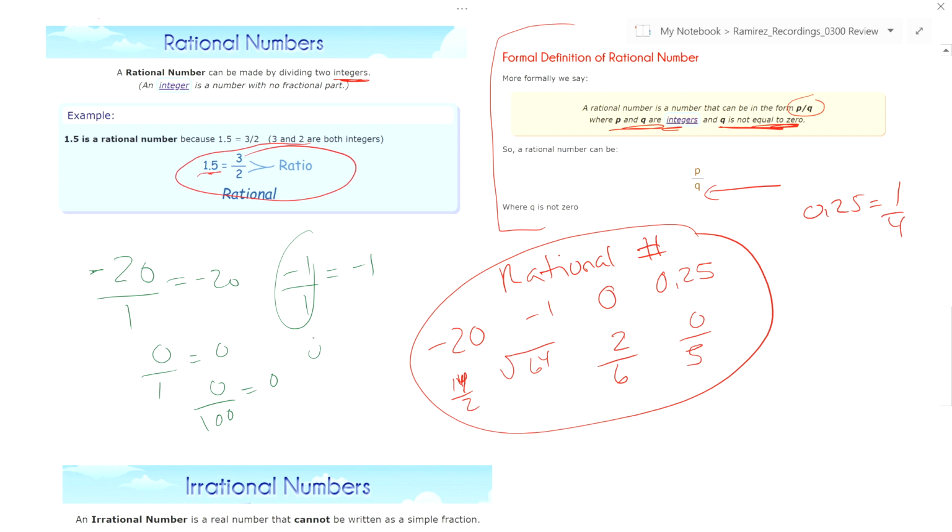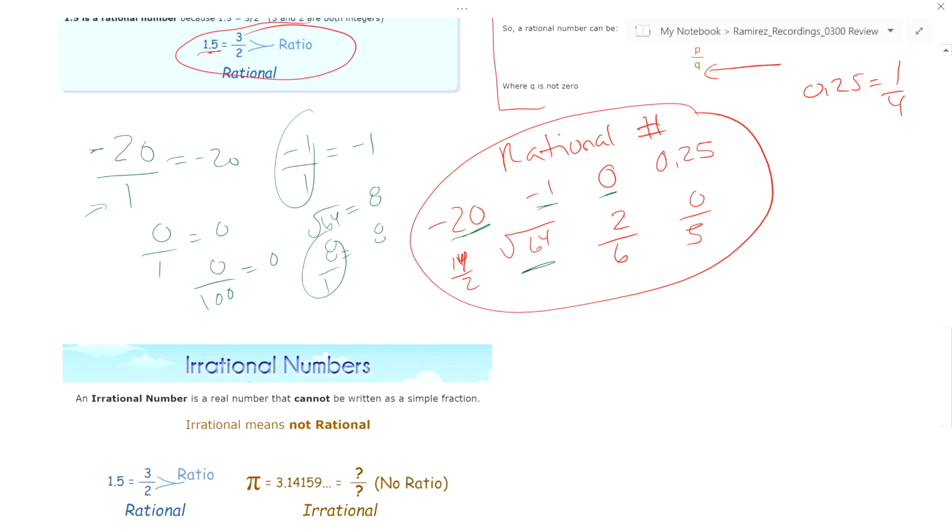And square root of 64 again is equal to 8. So 8 divided by 1 is still 8. And 8 over 1, that's the rational form that's needed, because 1 in each case is an integer. And so therefore that's why we end up with negative 20, negative 1, and 0, and square root of 64. That's how we end up with those in our rational number bubble.